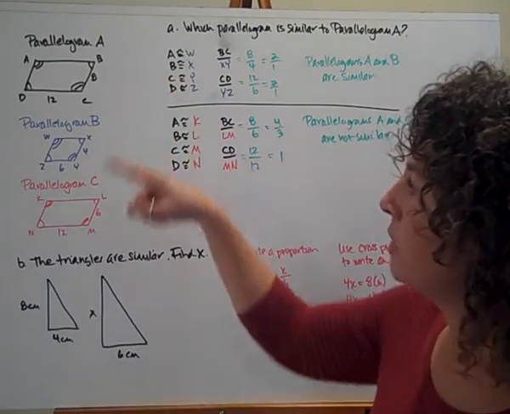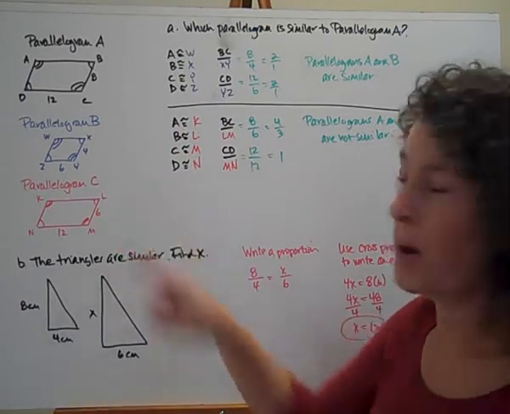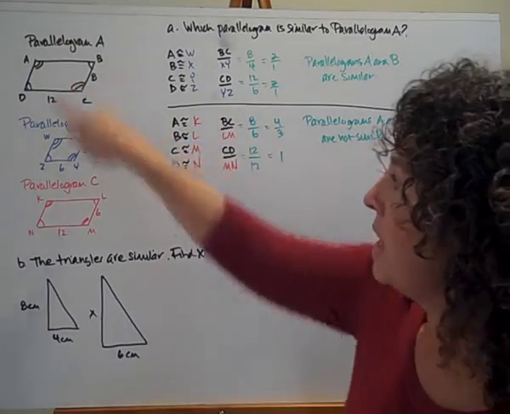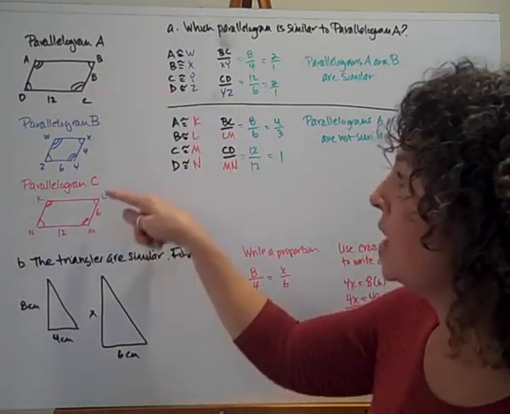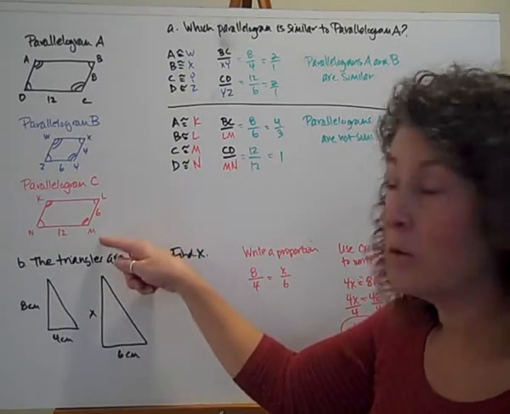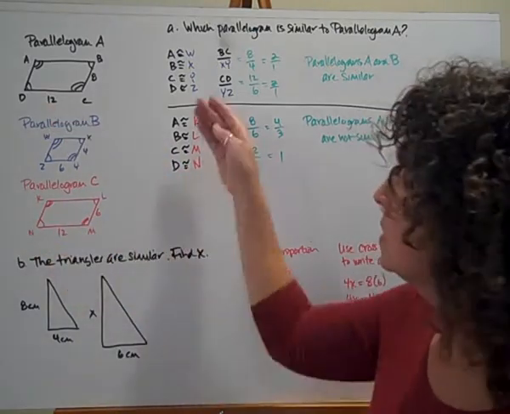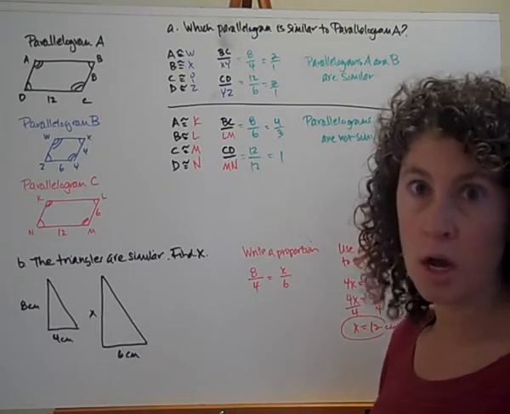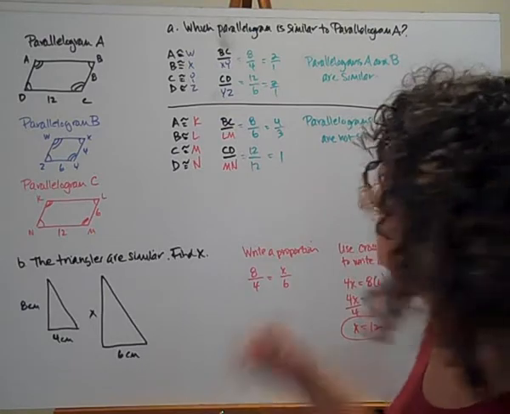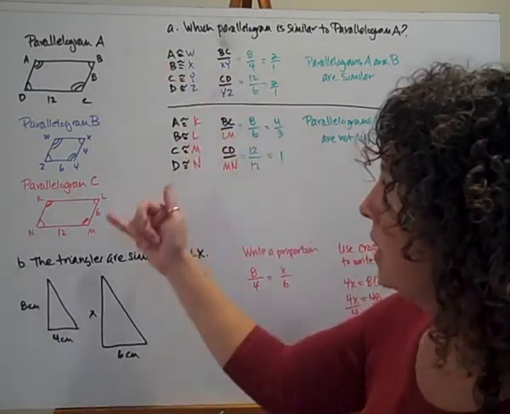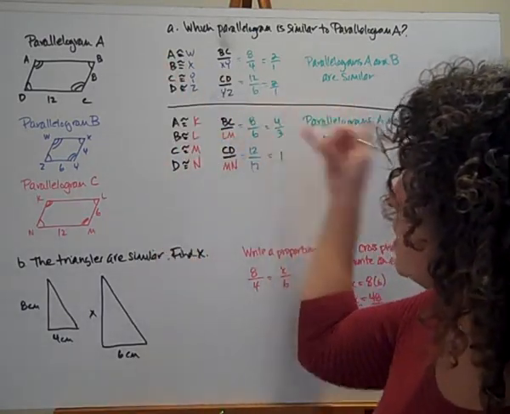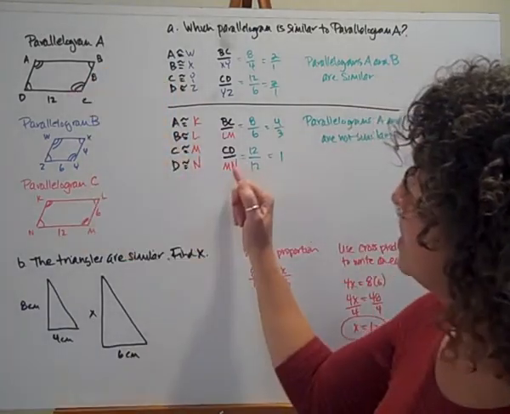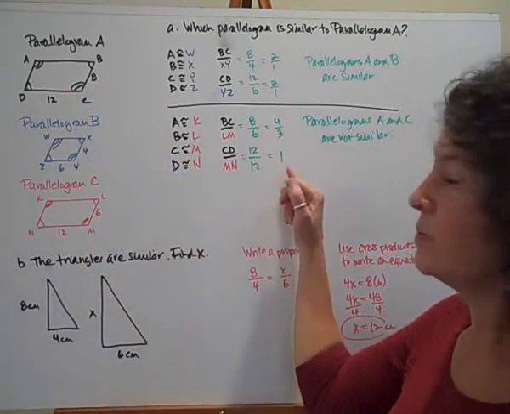Let's see if parallelogram A is similar to parallelogram C. So I'm going to compare those two. Again, I'm going to look at my angles, and A and K are congruent, B and L are congruent, C and M are congruent, D and N are congruent. So that checks off. I have corresponding angles are congruent. Let's check to see if our sides are proportional. I'm going to try BC and LM, and I get 8 over 6. When I simplify that, that's 4/3. And then I'm going to try CD and NM, and I get 12 and 12, which simplifies to 1.